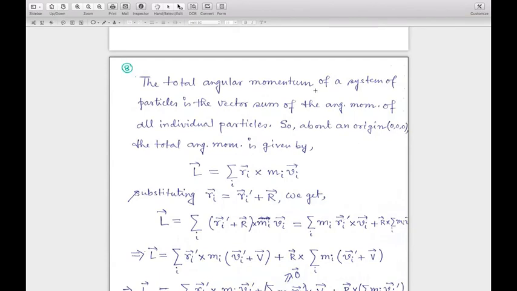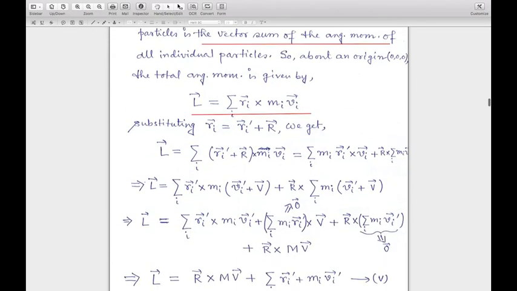Now what happens for the angular momentum of a system of particles? Now we have to define the total angular momentum. This is nothing but the vectorial sum of the angular momentum of the individual particles. And they are simply given by the vector product Ri cross Mi Vi, summed over i.